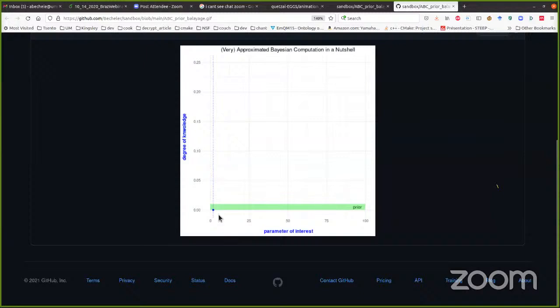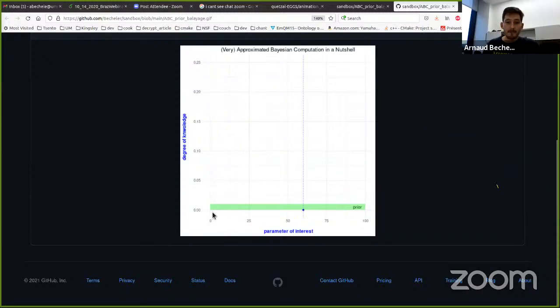Thank you, Cecilia. So on the x-axis, you have your parameter of interest. It can be the growth rate, it can be the carrying capacity, it can be both. I wanted to simplify the problem by just choosing one parameter, that is one dimension. And then on the vertical axis, you have the amount of knowledge that is available on this parameter.